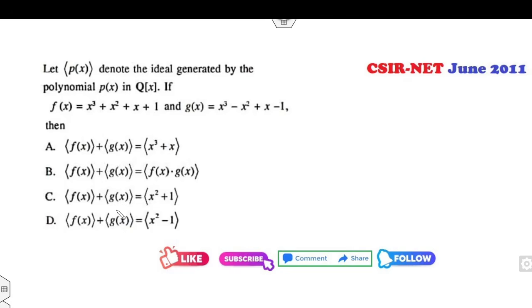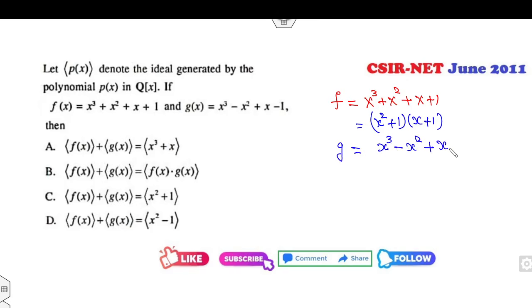P1 and P2 are the ideals generated by this. Then again, very simple. You can see f is x cube plus x square plus x plus 1. Can you factor them? I can take x square common. Then your factor will be g(x), x cube minus x square plus x minus 1. Again you can see x minus 1, x square plus 1 is fine.